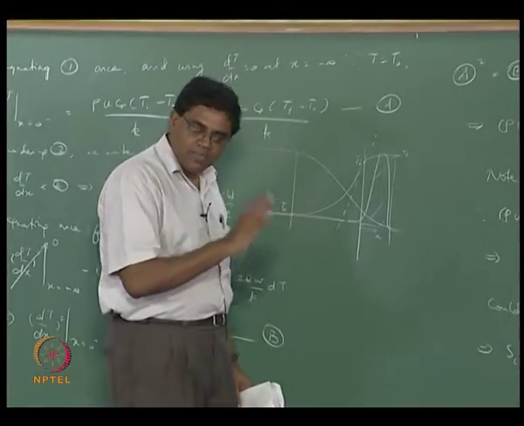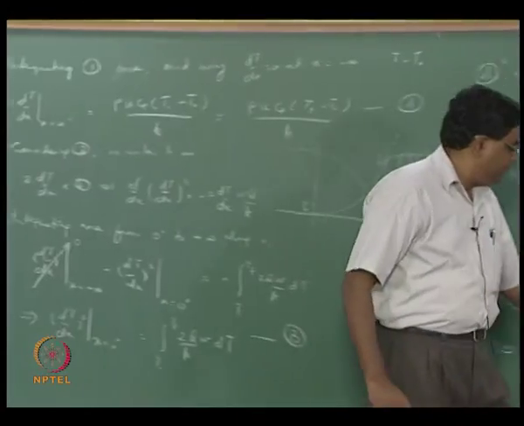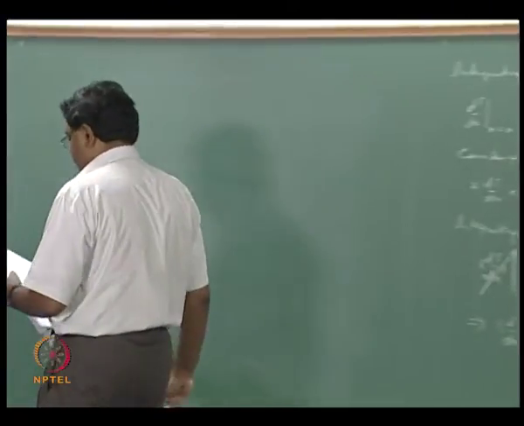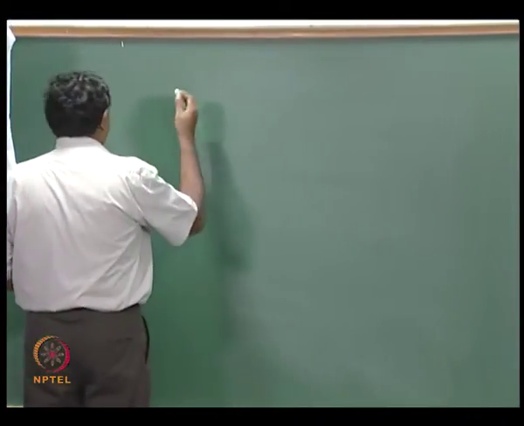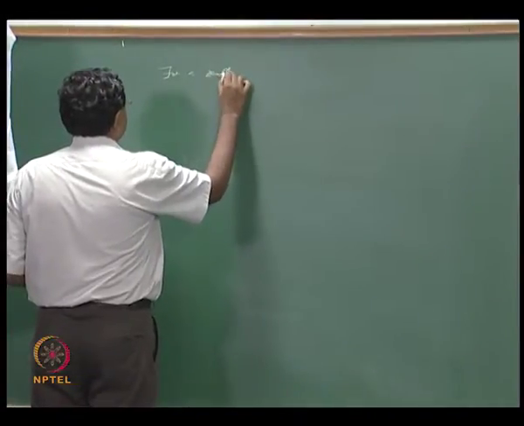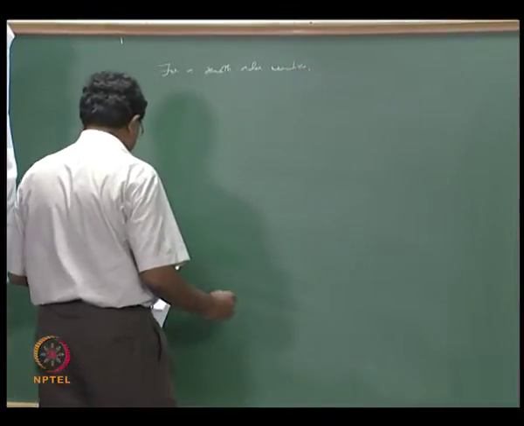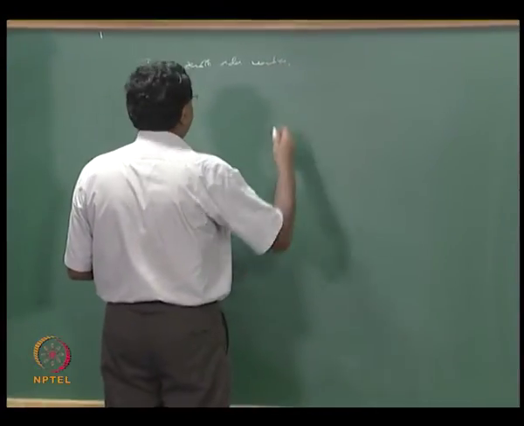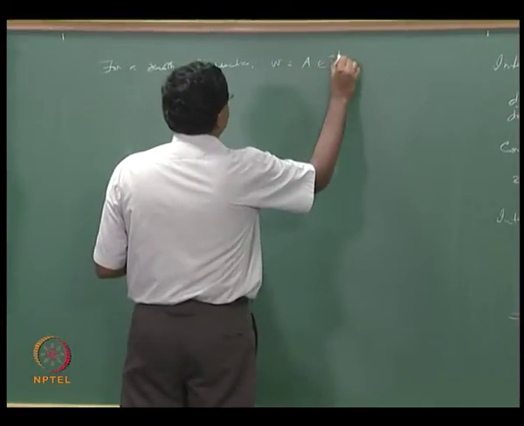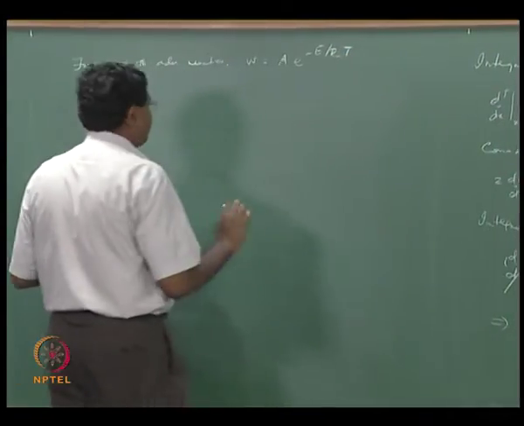So as a simplification, we want to bother only about variation with respect to temperature, which means as a first step we will now say for a zeroth order reaction, W equals A e to the minus E over RUT, and that's it.